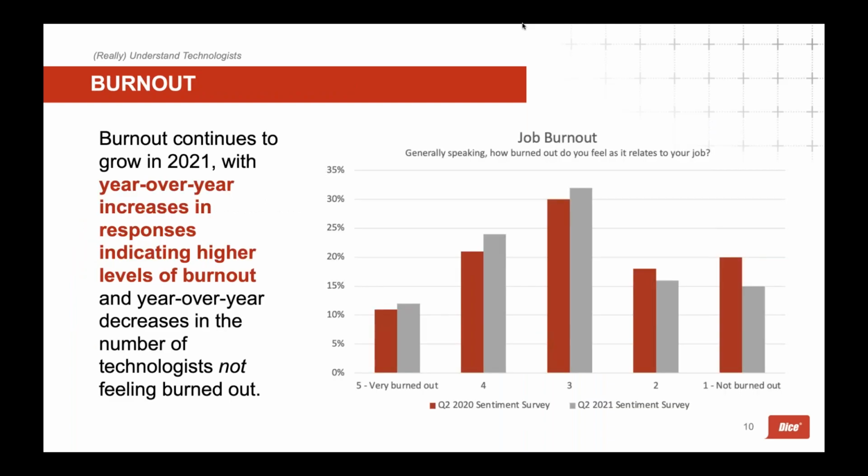It's no surprise that increased workloads have led to increased burnout, which we found has actually continued into 2021. In this chart, you can see year-over-year increases in technologists responding that they feel some level of burnout, in 2020 in red and 2021 in gray, and year-over-year decreases in the number of technologists not feeling burnt out at all.